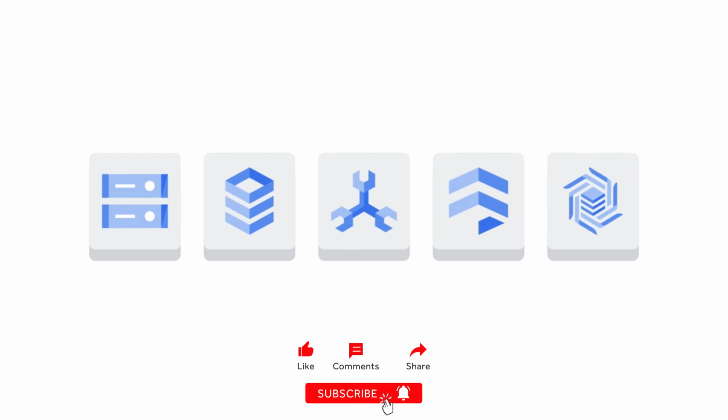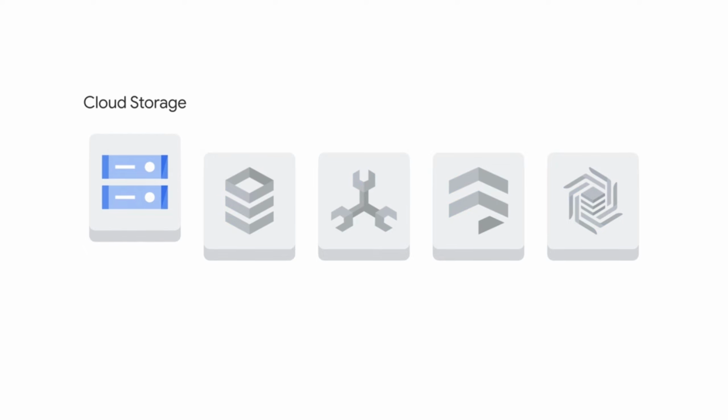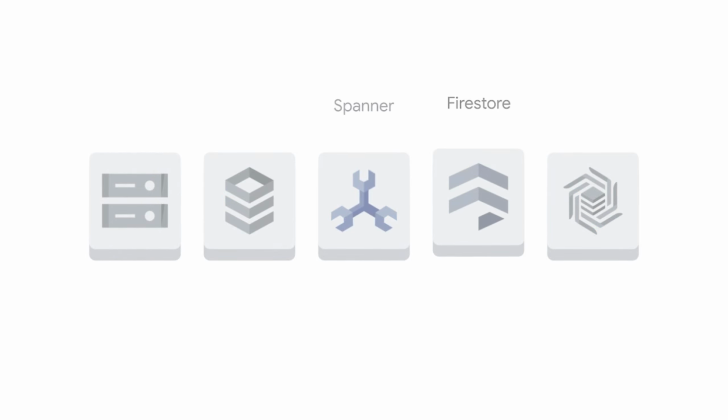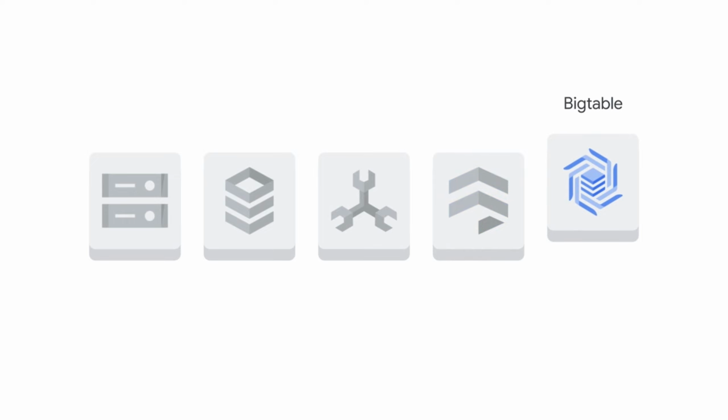In this section of the course, we'll explore Google Cloud's 5 storage products: Cloud Storage, Cloud SQL, Spanner, Filestore, and Bigtable. Depending on your application, you might use one or several of these services to do the job.